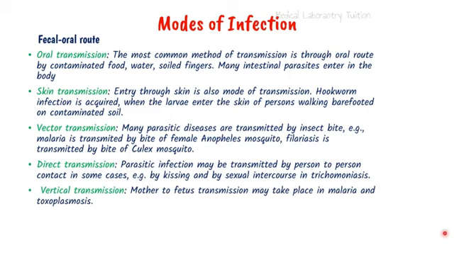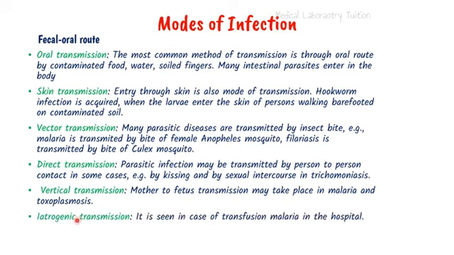Malaria is very common. Another is toxoplasmosis, which is called congenital toxoplasmosis. Iatrogenic transmission: basically, if we acquire a parasitic infection from the hospital, maybe during surgery by the surgeon or anything, but directly from the hospital, it is called iatrogenic transmission.